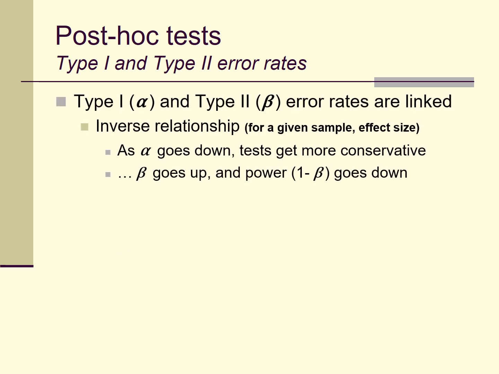To say that a slightly different way, let's just remember that type 1 error rate alpha and type 2 error rate beta are linked for a given sample size and given effect size, and they're linked in the sense that they have an inverse relationship. As alpha goes down, the test gets more conservative. As beta goes up, the test gains more power.